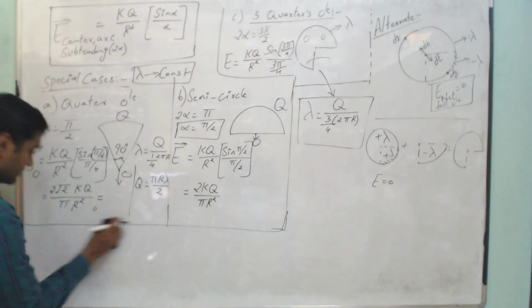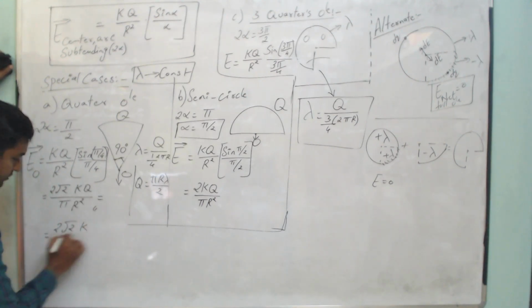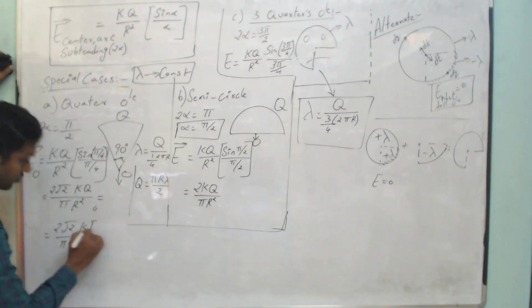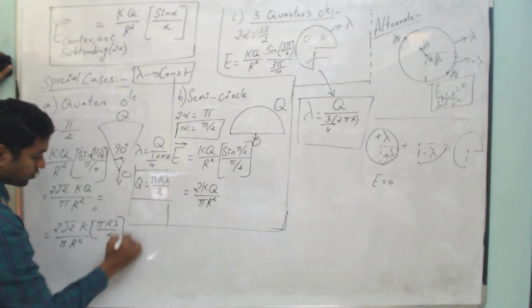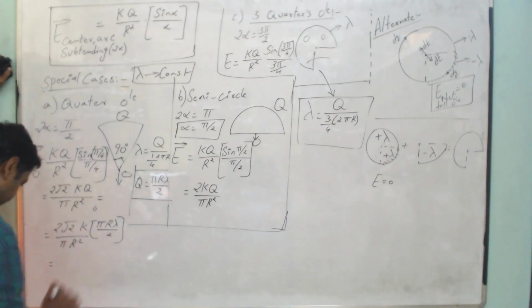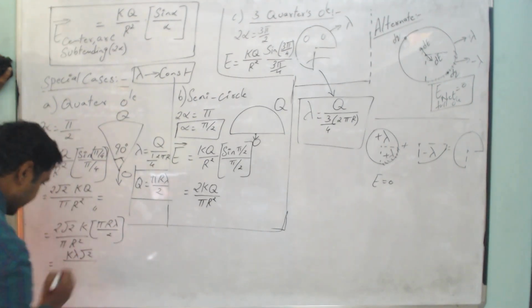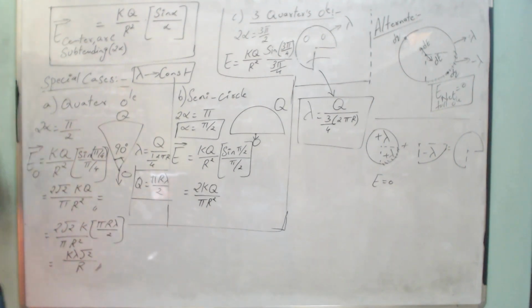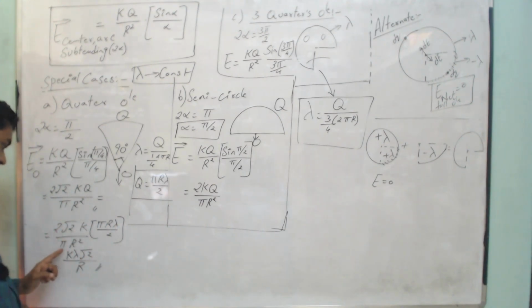Okay. So eventually I will get this as 2 root 2 k by pi r square into, what is my Q? My Q is basically pi r lambda by 2. What will this come as? Pi r will get cancelled, 2 and 2 will get cancelled. I will have k lambda root 2 divided by r. Correct?